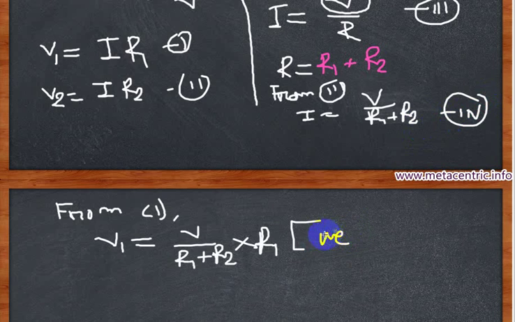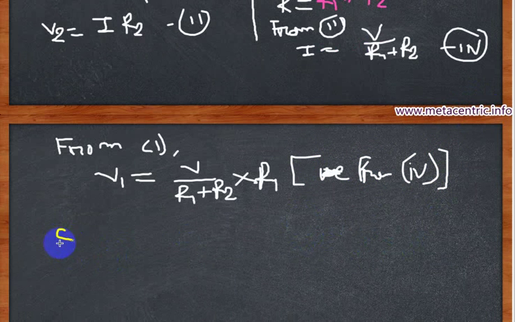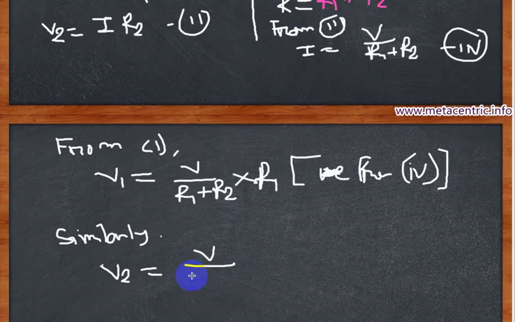Similarly, for V2, we can write V divided by R1 plus R2 into R2, from equation 2 actually. In the numerator, we are calculating V2, so we have R2 into total voltage V, divided by, in the denominator, the total resistance or the equivalent resistance, that means R1 plus R2.